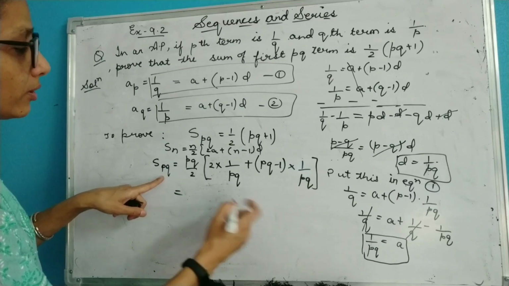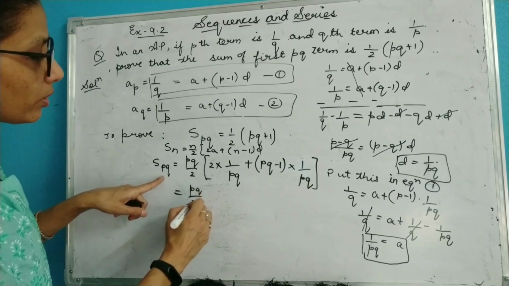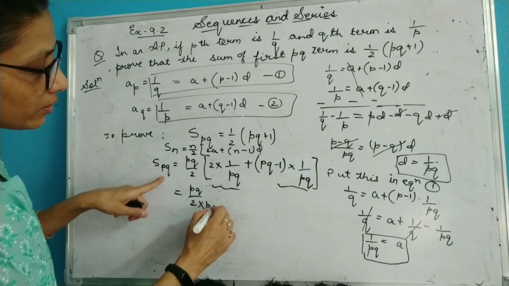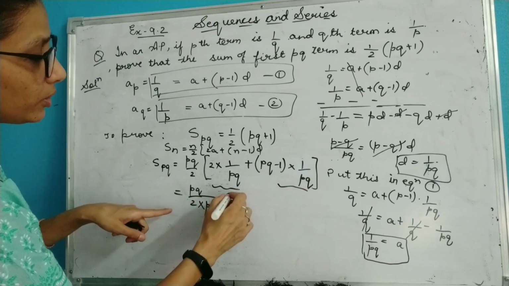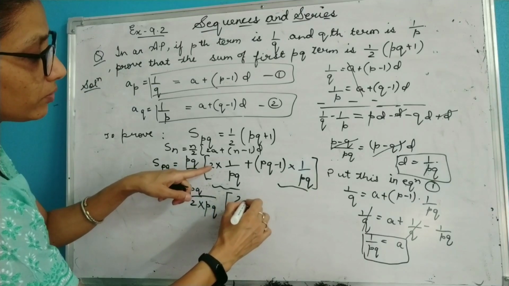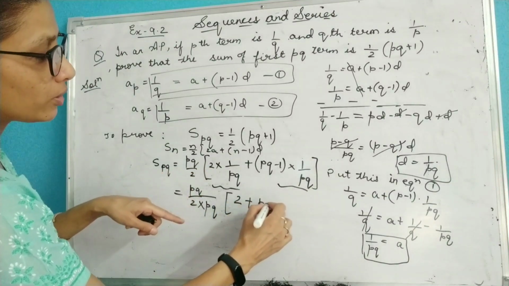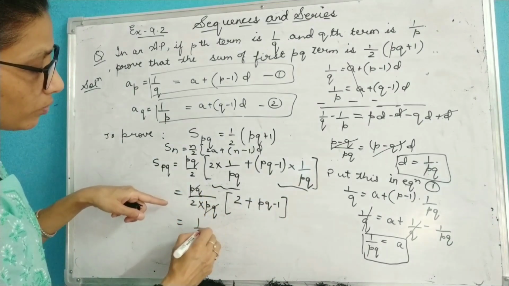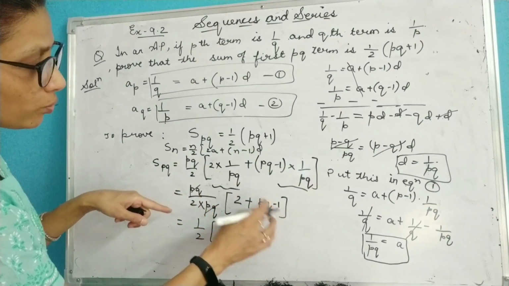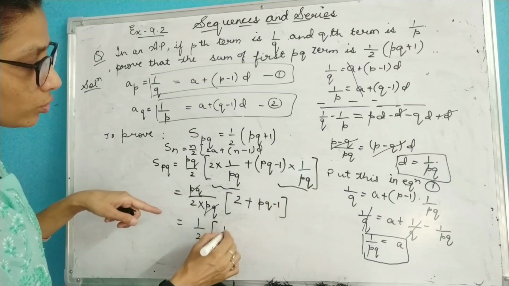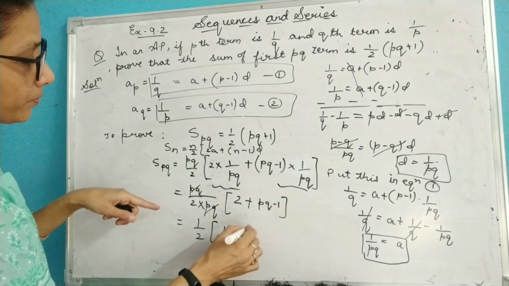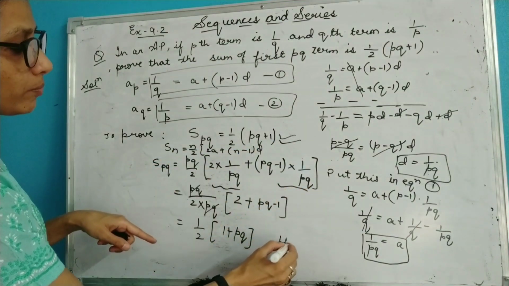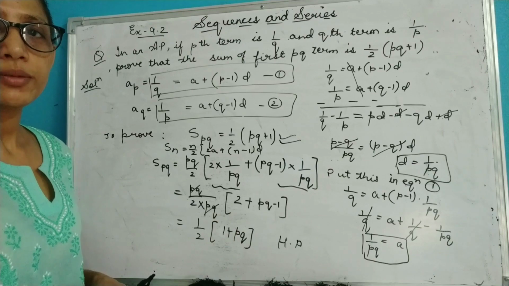Let's solve it further. This is PQ by 2. I can take 1 by PQ common. So here I have taken it common. I am left with 2 plus PQ minus 1. So PQ and PQ gone here. This is 1 by 2. 2 minus 1 is just 1. So 1 plus PQ, which is my required answer. Hence proved. Have a look.